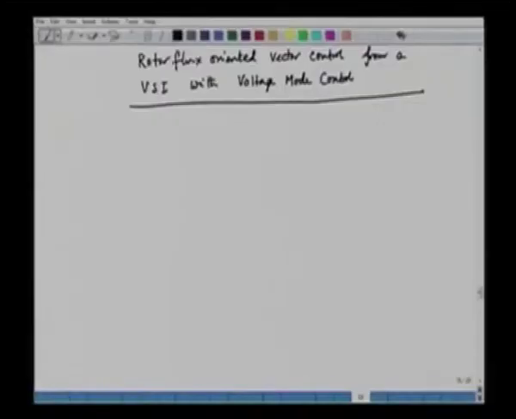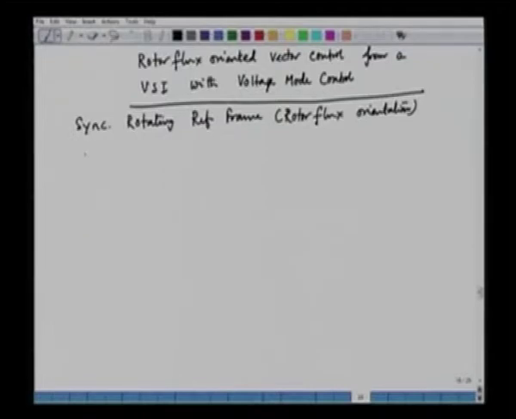So, we derive some equations here. So, we take synchronously rotating reference frame, and here what we do, we take the rotor flux orientation, and the equations are pretty straightforward. So, we can write down the equations for the voltage.